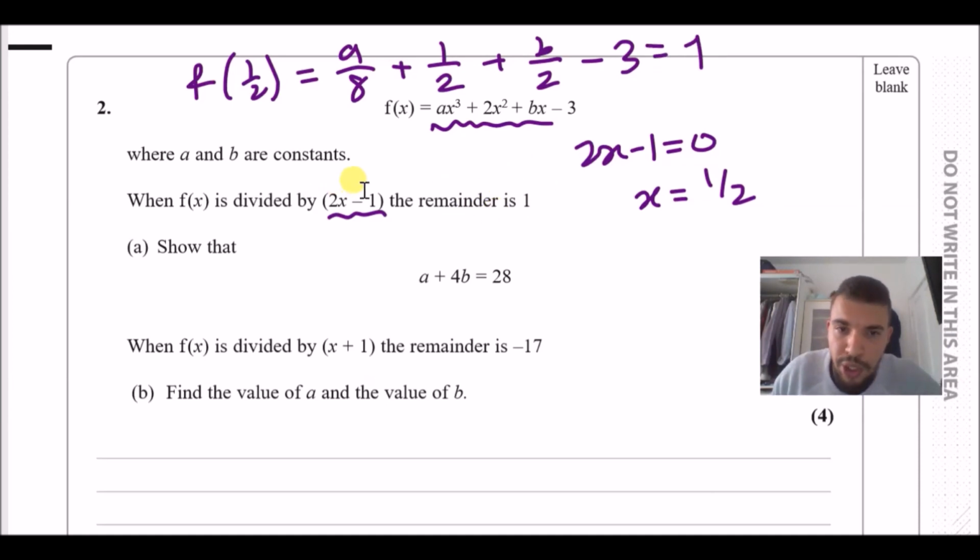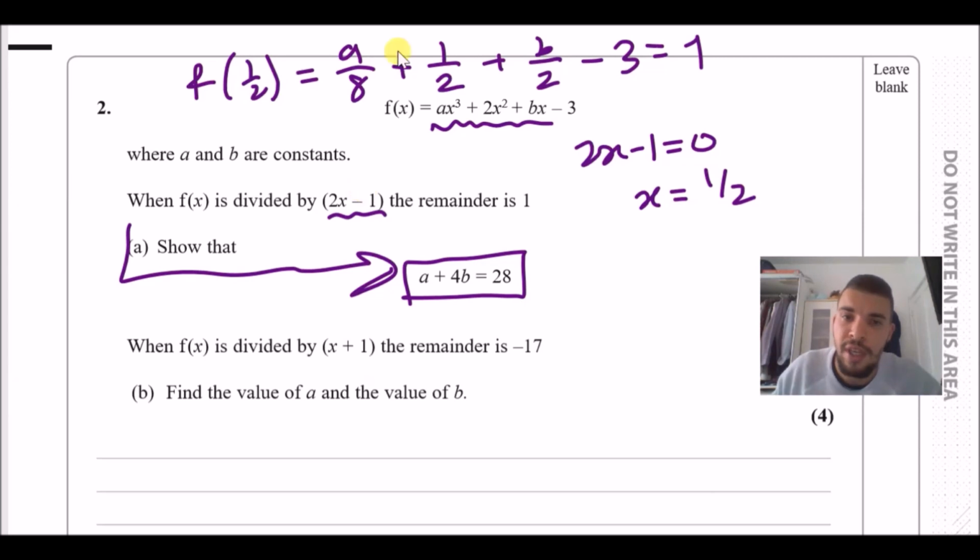Now, the objective is to make this equation here look like this one here, a plus 4b equals 28. Now, we're almost there. We got an a, we got a b, we got a bunch of numbers. It looks to me you're going to get 28.